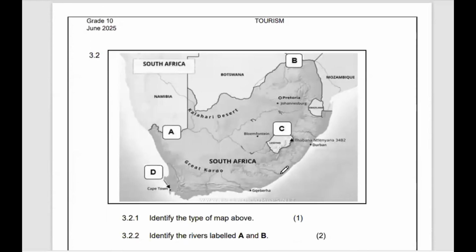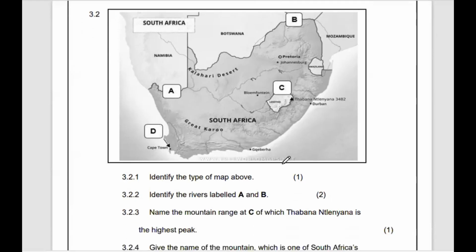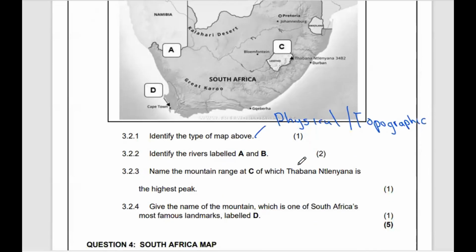Then we also encounter a new type of map which appears there. The question reads, identify the type of map above. If you look at the map above, that is known as a physical map, or you can call it a topographical map, because it shows the topography and physical characteristics. For example, you can see the Kalahari Desert, the different mountains, and also the Great Karoo. So this is an example of a physical map.